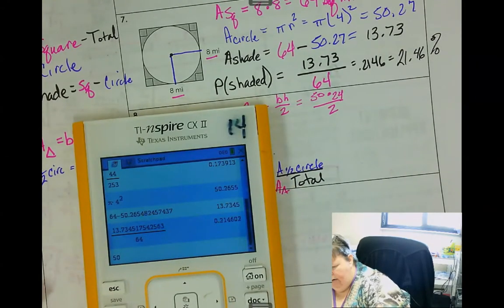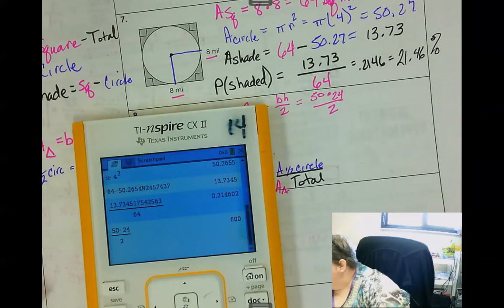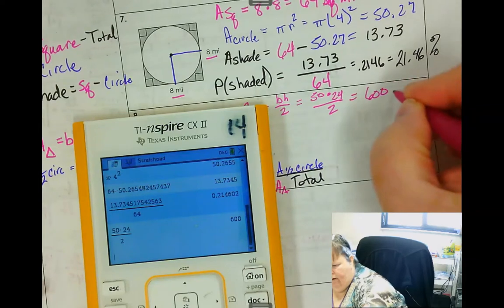50 times 12. Oops, I messed up. It should be 24. Divided by 2 is 600 square feet.